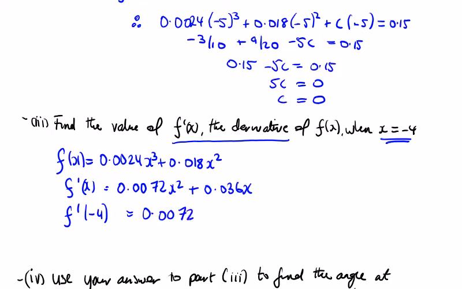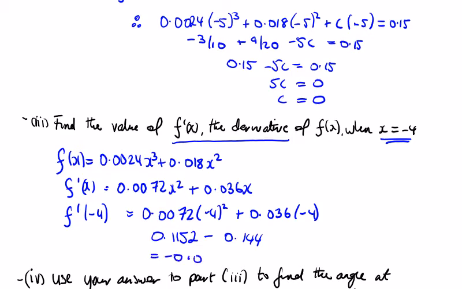And we're asked when x is minus 4, so f prime minus 4, again calculator use when you've got decimals like this. Minus 4 to be squared, or just put 4 squared in if you're happy to do that. 0.036 by minus 4, and that's going to give 0.1152 minus 0.144, and that's going to give me minus 0.0288.